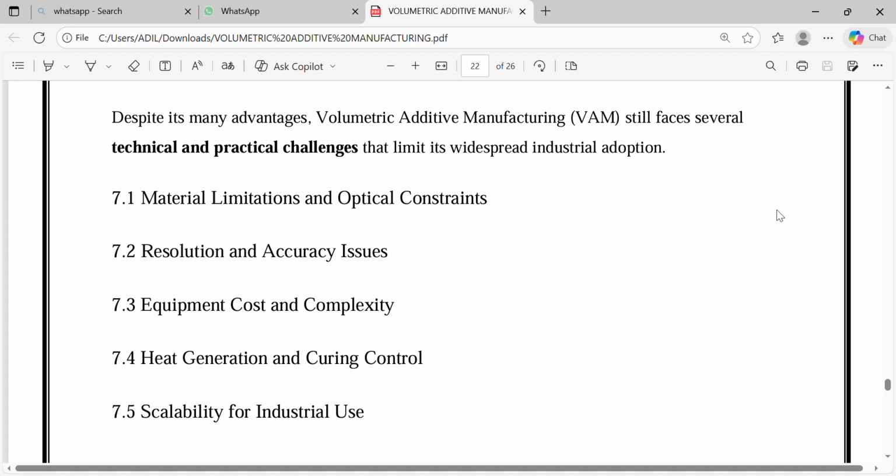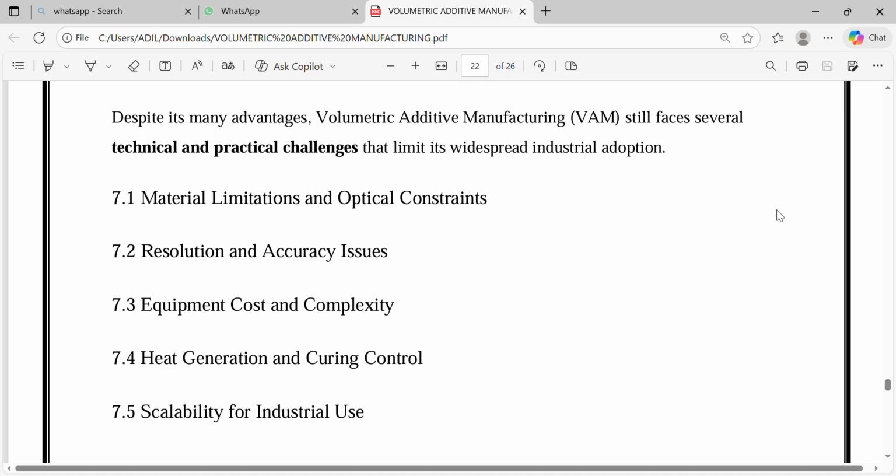The third one is the equipment cost and complexity. Equipment cost and complexity in VAM is high. Initial investment requires specialized expertise. The maintenance and operation cost may be mitigated by outsourcing, training and education, and process optimization.